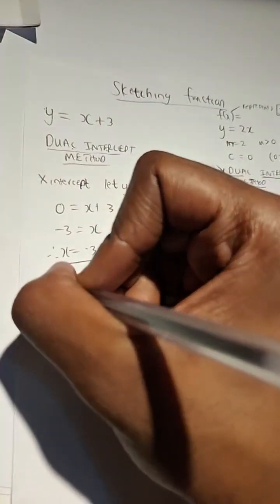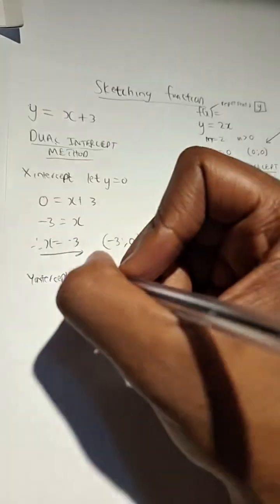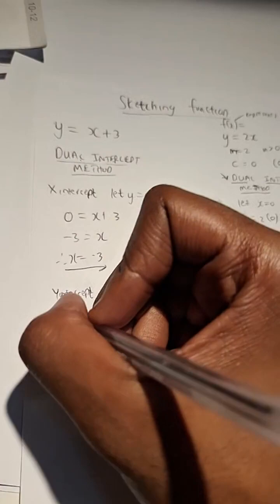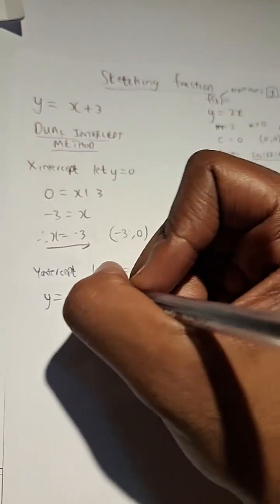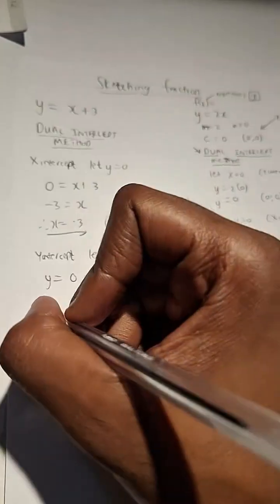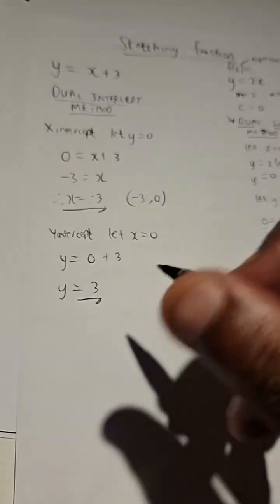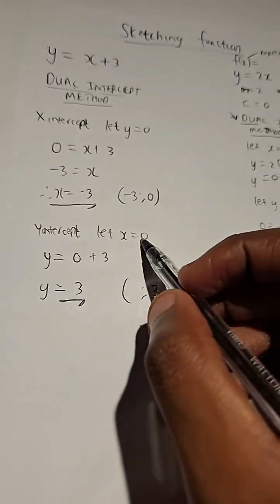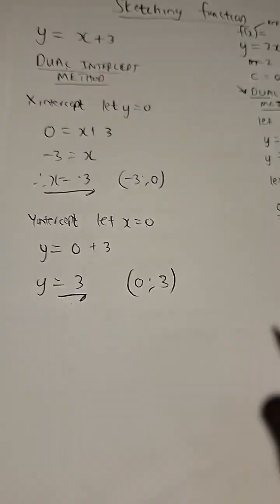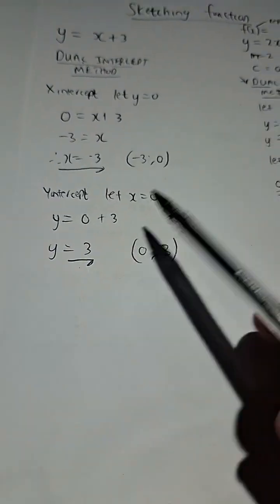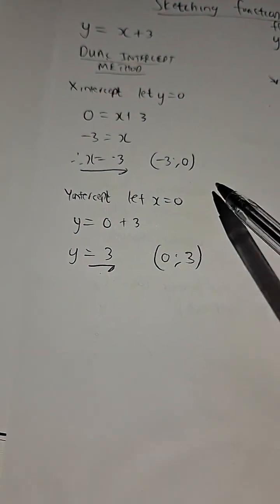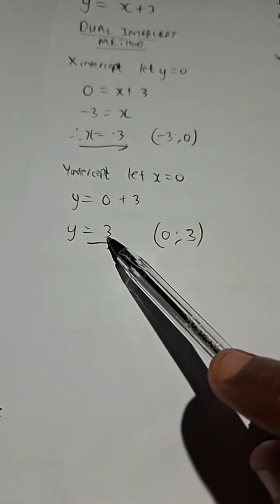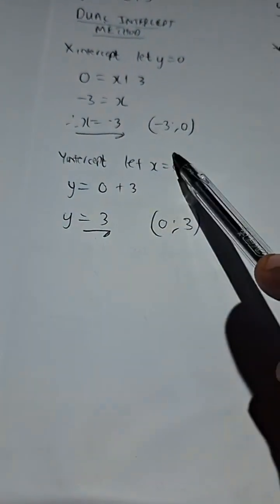Then after that, we find the y-intercept. That's where we let x be equal to 0. And when we do that, guys, y is equal to 0 plus 3. Then y is equal to 3. So that means y is 3 when x was what? Was 0. We need to be very careful here, because sometimes people mix this up. Someone says let x be equal to 0, and then they get a y value that is 3, but for some reason the person writes 3 first and then writes the 0 last.